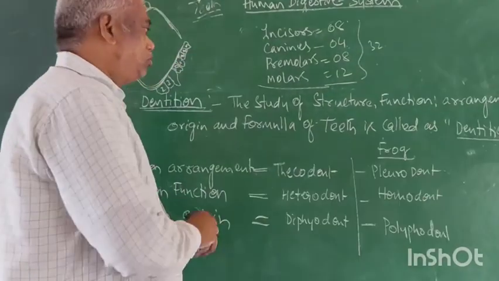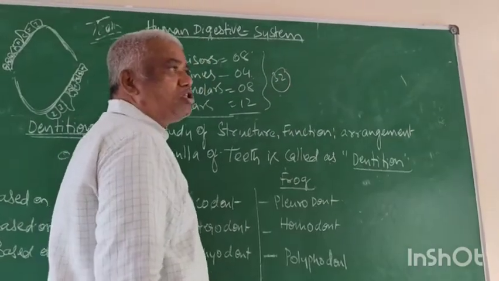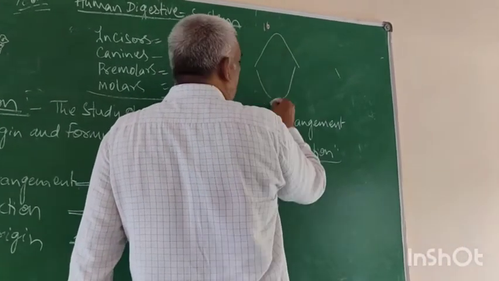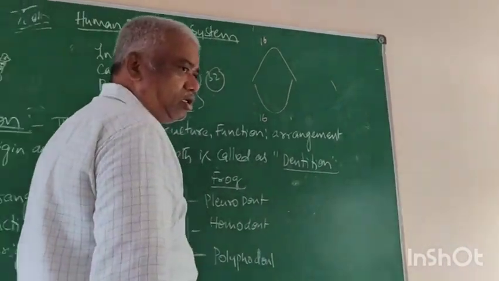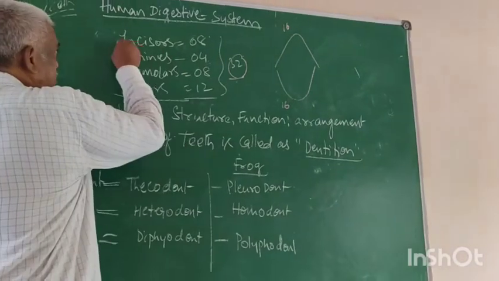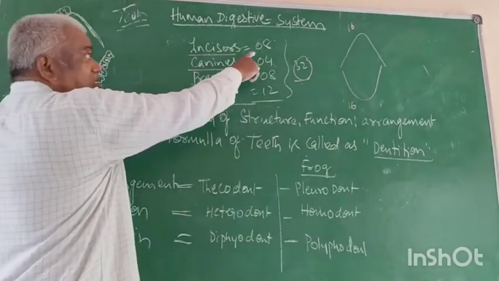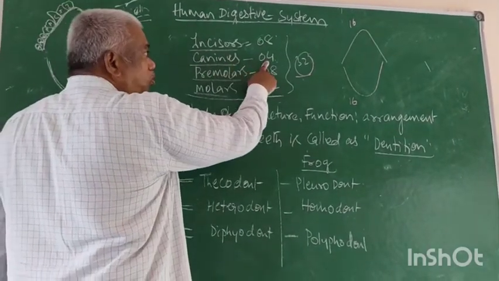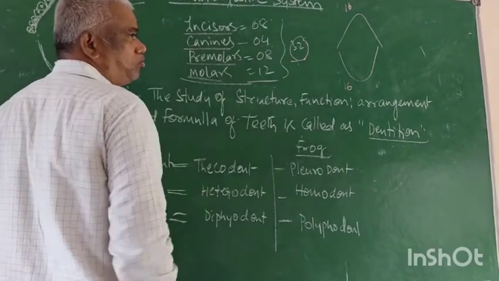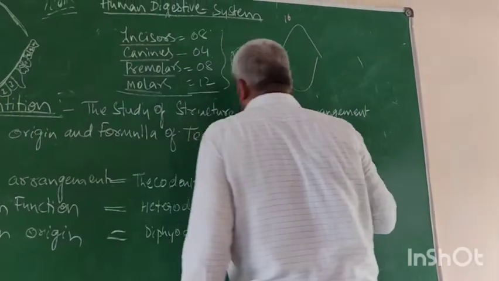Now see, we have 32 teeth. Among these 32 teeth, upper jaw 16, lower jaw 16. These 32 teeth are classified into four types: incisors, canines, premolars, molars. The incisors 8, canines 4, premolars 8, molars 12. The total is 32.